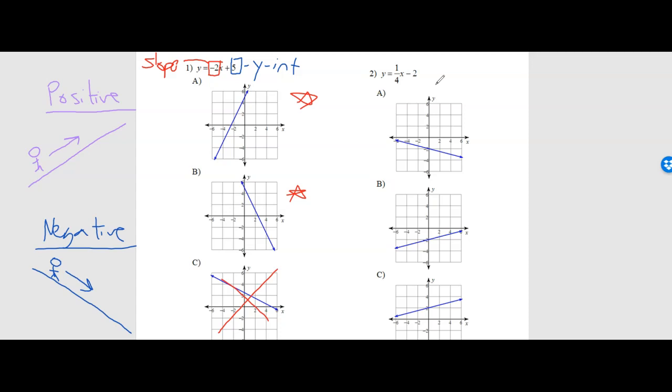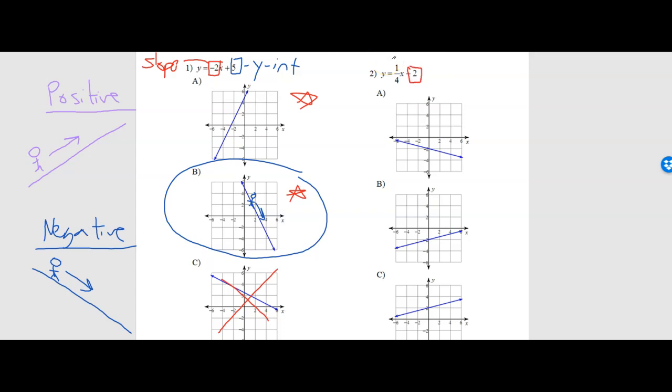And we have a slope of -2, and B is the one that has that negative slope. Again, you can think about the guy walking downhill. Let's look at number 2. Y-intercept is -2.